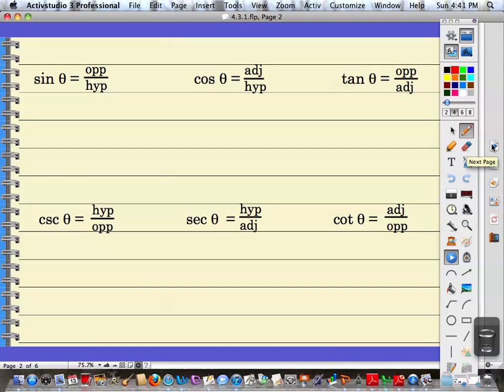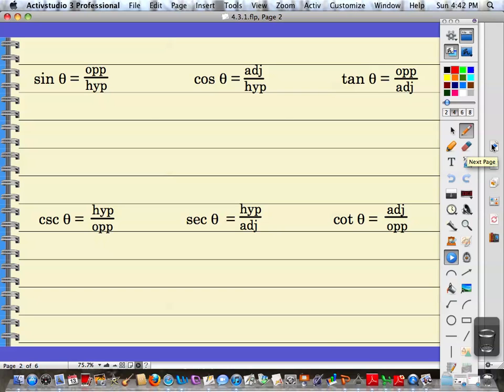So, here's how all these trig functions are defined when we apply them to the idea of a right triangle. The sine of theta is the ratio of the opposite side, or the opposite leg, over the hypotenuse. The cosine is the adjacent leg over the hypotenuse, and tangent is the opposite leg over the adjacent leg.